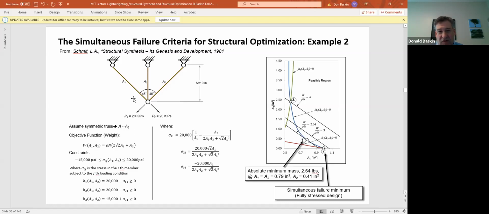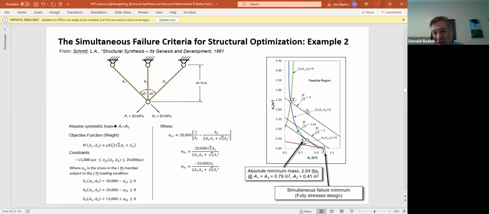In order to simplify this problem, we're going to assume that the cross-section of A1 equals the cross-section of A3. The weight of this structure, assuming the same diameters for A1 and A3, is given by this equation W right here. It's a pretty straightforward equation; you could derive that in your sleep. The design space is A1 and A2. You can only change the cross-sectional areas of A1 and A2 in order to find the lightest design.